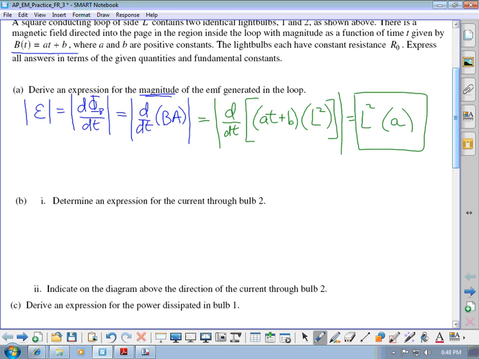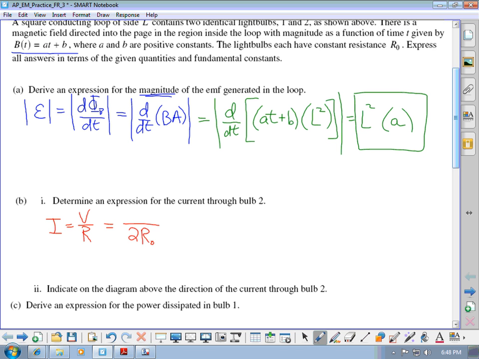Part B, determine an expression for the current through bulb 2. Well, some people just said that the current equals the voltage over the resistance. And that was not enough to get credit because you need to say what your voltage is, you need to say what your resistance is. You need to at least calculate what the resistance of your circuit is. There, you've got two light bulbs. Those two light bulbs are connected together in series. The current is flowing around that loop. And so the resistance is 2 times R0.